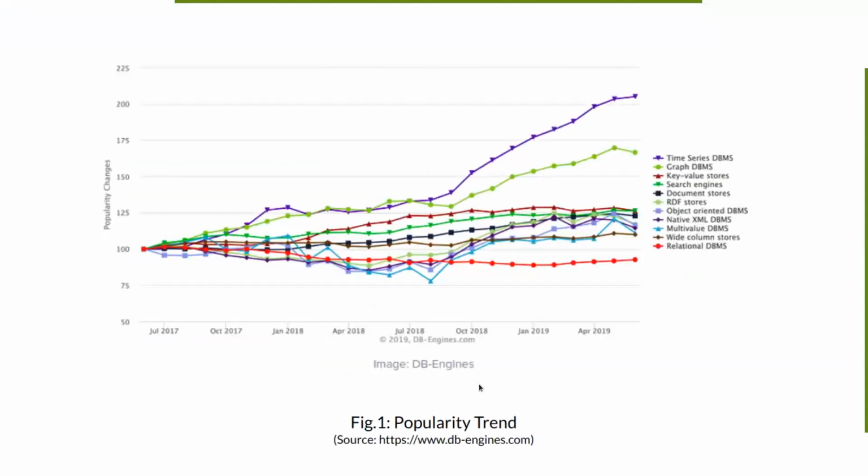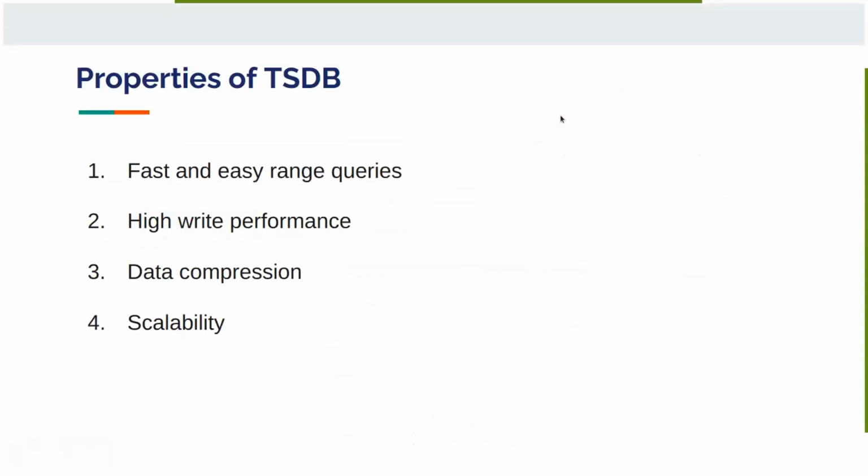So this is the popularity trend graph provided by dbengines.com. From July 2017, as you can see, the popularity of time series databases has increased the most. This purple line shows the time series databases, and these are the other databases. So as you can see, the popularity of time series databases has increased the most.